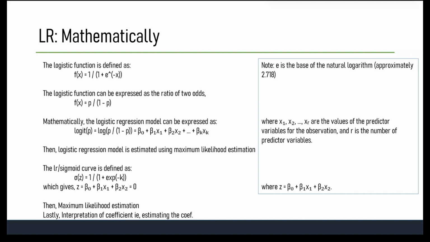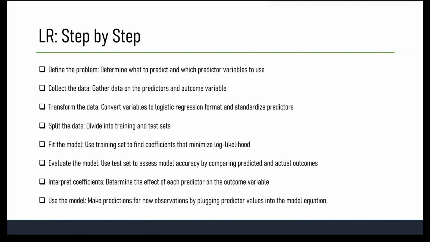Now to understand step by step, basically first we define the problem: determine what you want to predict and what predictor variables you want to use to make the prediction. For example, you might want to predict whether a customer will buy a product based on their age, income, education and location features. Then collection of data. Here we gather data on the predictor variables and the outcome variable, whether or not the customer bought the product. Then transformation of data comes.